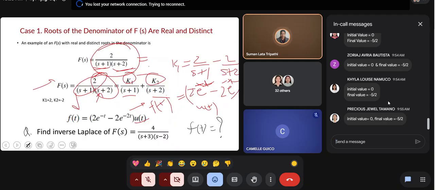But in a situation where the numerator already has power less than the denominator, you need to check whether factorization is possible or not. If it is already in factor form, then you can do partial fraction expansion.